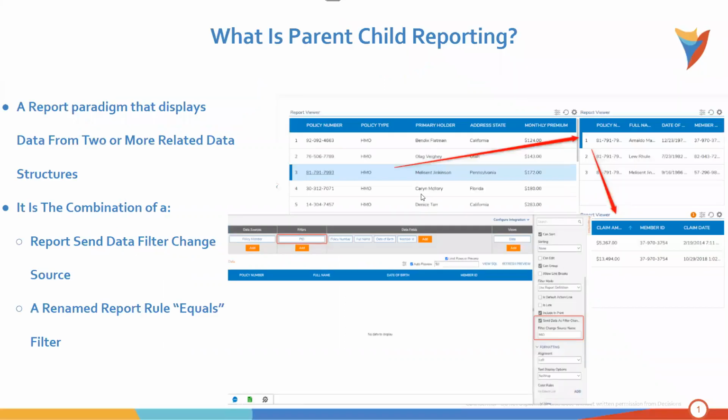So what is parent child reporting? It is basically a report design pattern, or a report paradigm, that allows a designer or an end user to be able to see two pieces of data that are related. And if the end user clicks on a different parent record, then the associated child records will appear for that newly clicked record. So that's the power of parent and child reporting. You can easily see what are the related pieces of data that I have in regards to this data structure.